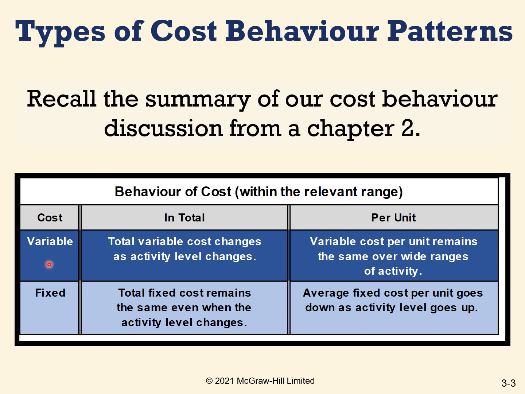So for variable costs, our total variable cost changes as the activity level changes, if you remember. And on a variable cost per unit basis, it remains the same over a wide range of activity. Remember, this wide range of activity is just within the relevant range. On the other hand, our total fixed cost remains the same even when our activity level changes. So no matter how many of something we're using or making, our total fixed cost will stay the same. But on a per unit basis, the average fixed cost per unit goes down as the activity level goes up.